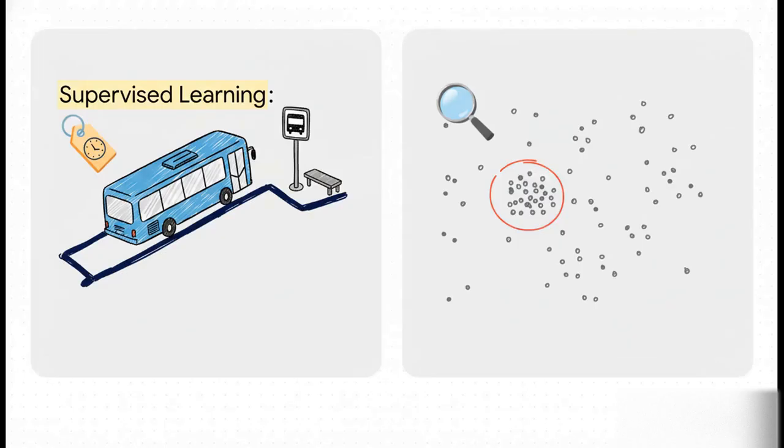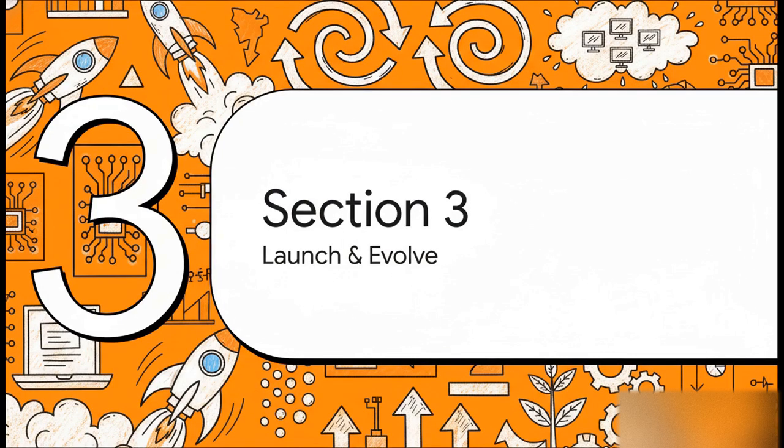Now, here's a really cool technical choice we have to make. For our main goal, predicting arrival times, we'd use supervised learning. We have labeled data, right? We know a bus's location at a certain time led to a specific arrival time. But we could also use unsupervised learning to discover things we didn't even know to look for. Like maybe it finds these unofficial but super common spots where the bus always stops to pick up students. How cool is that?